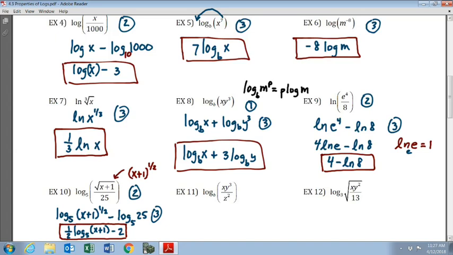All right. So you may want to try 11 and 12 to challenge yourself and see if you can get those, and then watch the video.